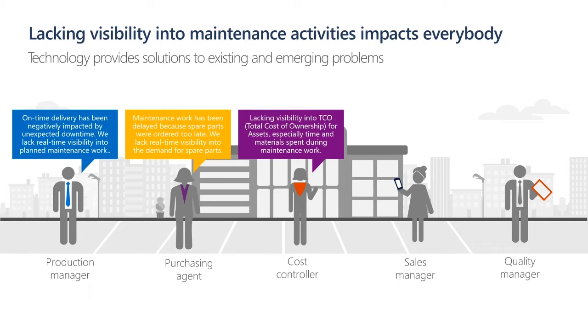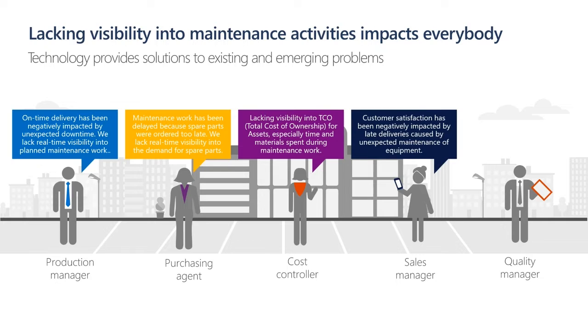For cost controllers, time and materials spent on maintaining assets is a significant portion of the total cost of ownership, and so it's vital to have clarity on what our maintenance costs are. Sales managers have to manage customer relationships that could end up suffering if we have late deliveries due to machine downtime, especially unexpected machine downtime.